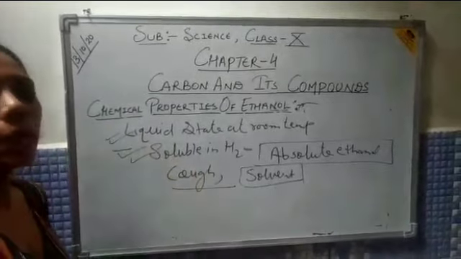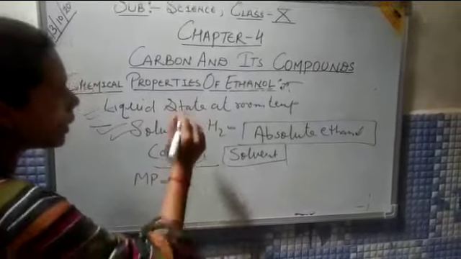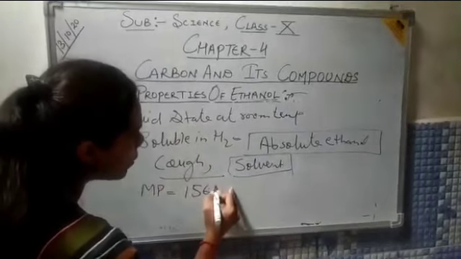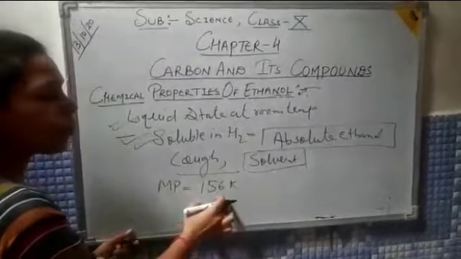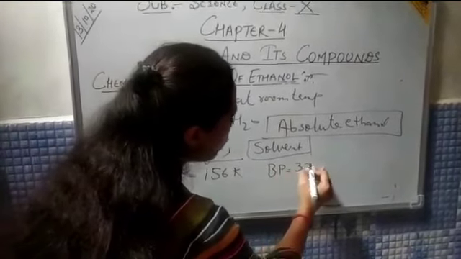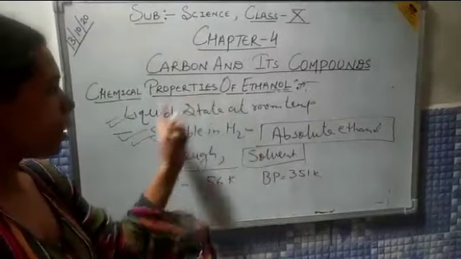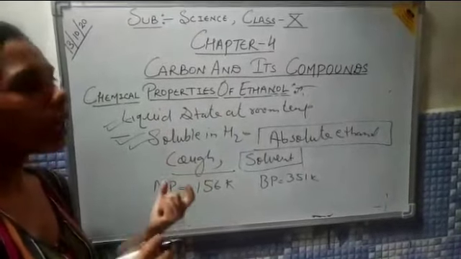Now, what is the melting point of ethanol? Here you understand the melting point of ethanol is 156 Kelvin, and the boiling point is 351 Kelvin. So we have discussed some of the physical properties of it.